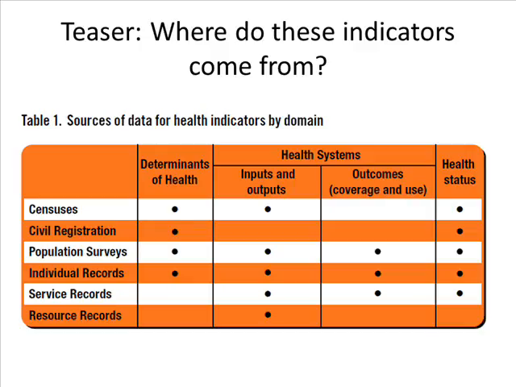Slide 35. If you need indicators from determinants of health, the sources of data will be census, vital statistics, population surveys, and individual records. Population surveys, individual and service records are data sources for health systems, both inputs, outputs and outcomes. Census and resource records are useful for inputs and outputs. You can use census, vital statistics, population surveys, individual and service records for health status indicators.